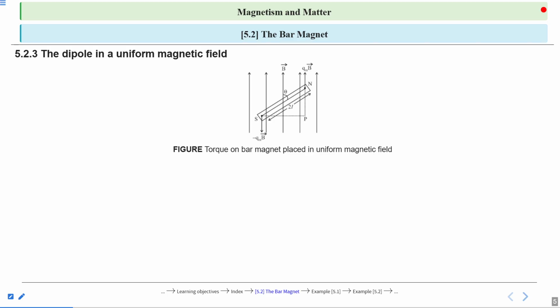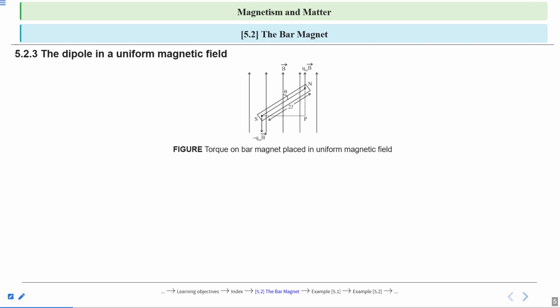This dipole is making an angle theta with the magnetic field, and the direction of the magnetic dipole moment is from the south pole to the north pole. It is the same as the direction of the magnetic field lines inside the magnetic bar. Inside the bar, magnetic field lines are from south to north, and hence the magnetic dipole moment has the same direction, from the south to the north pole. So you can see in the diagram.